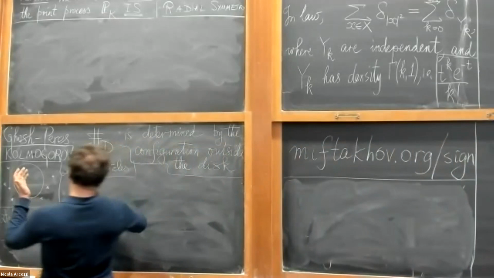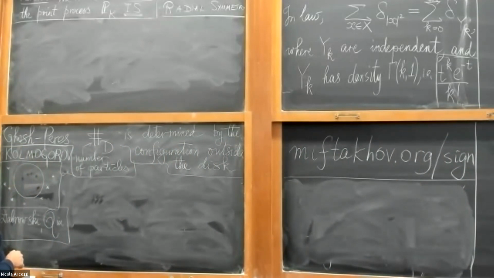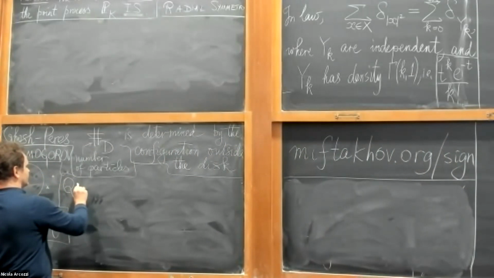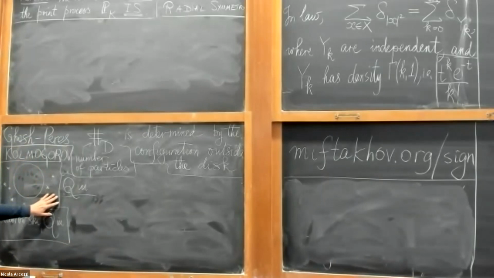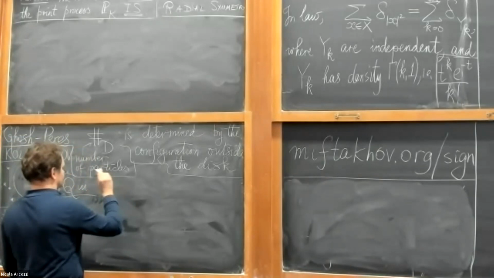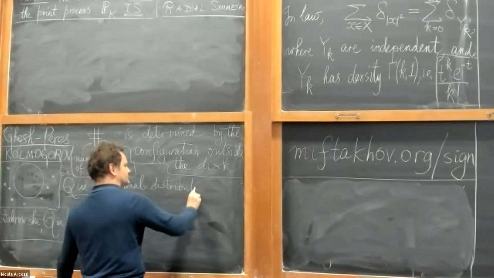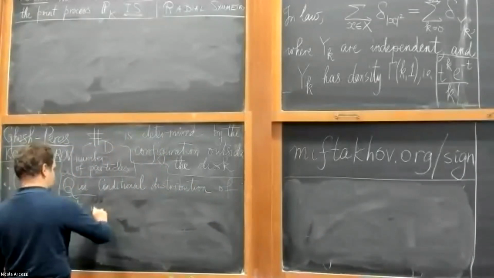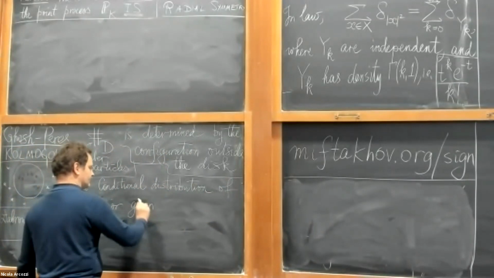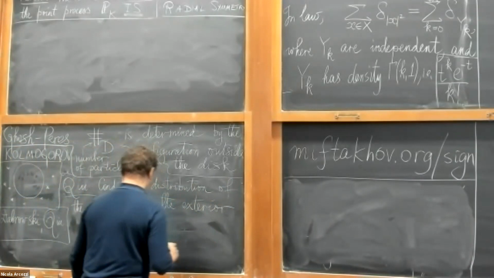Let me say that while the number of particles is determined by the configuration outside, the distribution, and this is again joint work with Hu, the conditional distribution of the interior particles given the exterior is an orthogonal polynomial ensemble.